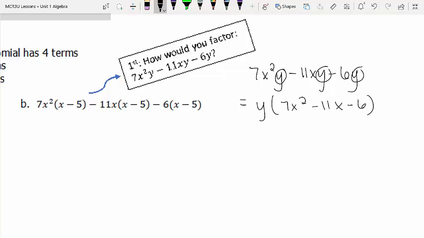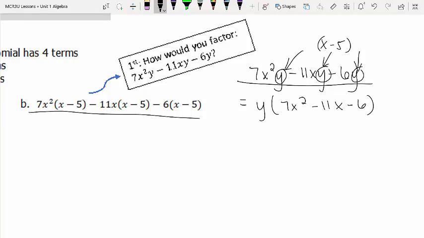The reason why I want you to think about that before addressing part B is because part B is the same question as this one, except I've replaced each of the y's. Instead of writing y, I wrote x minus 5. So approach it the same way. What's common in each of those terms? This term has an x minus 5, this term has an x minus 5, and this term has an x minus 5. So let's factor out an x minus 5 from each of the three terms.